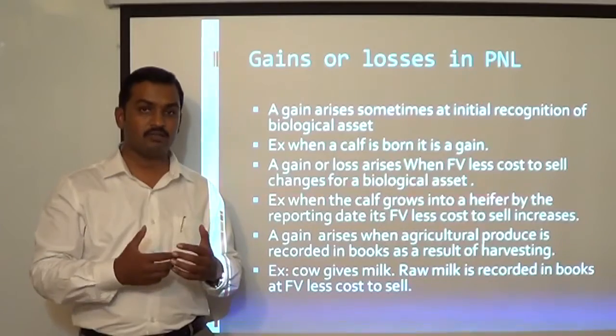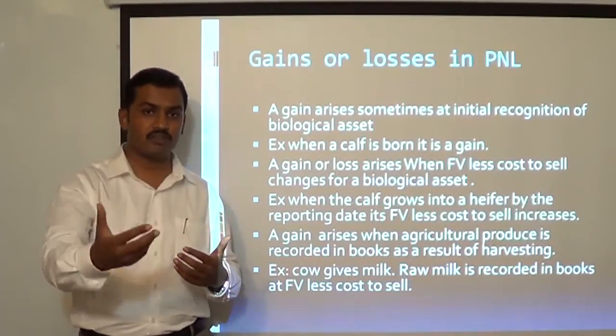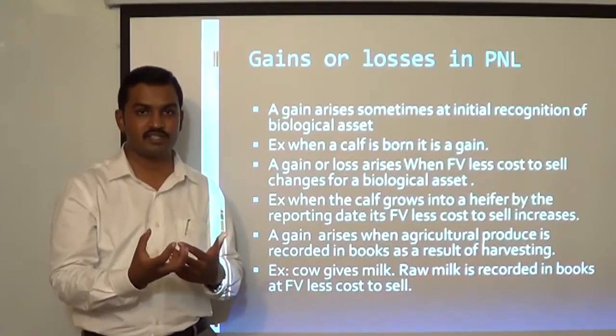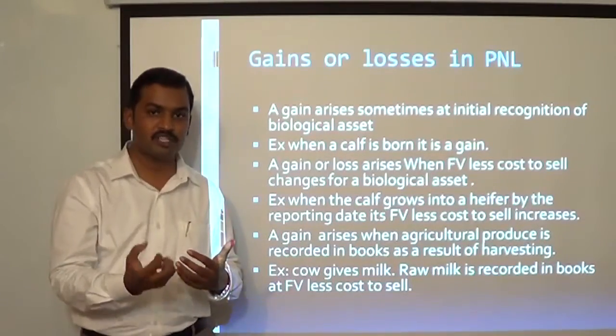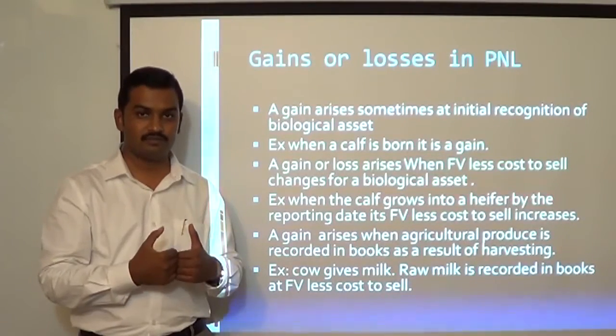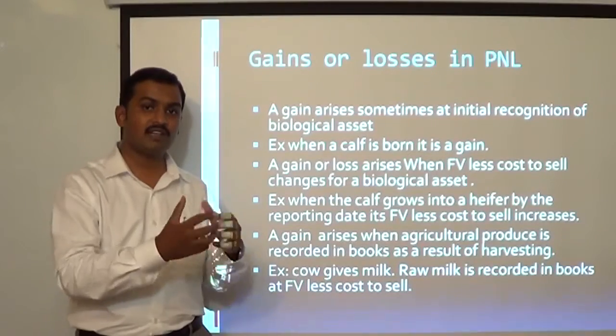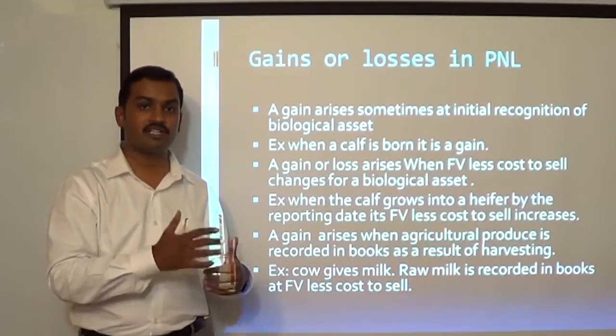Okay. Now I have extracted milk from the cows, that is called agricultural produce or harvest. I have picked fruit from the trees. I have picked fruit from the palm trees. This agricultural produce or harvest is again a gain for me. Okay. So I am going to measure them at fair value less cost to sell, and their value will become a gain for me. I am going to recognize them as a gain.